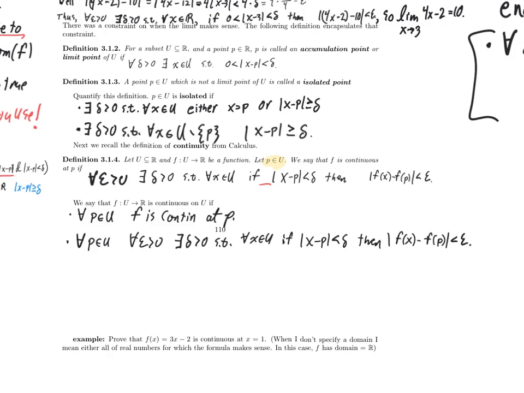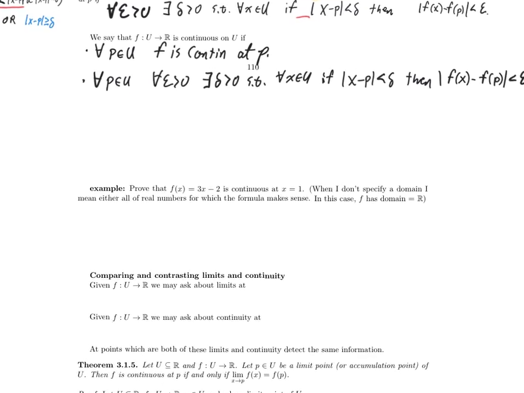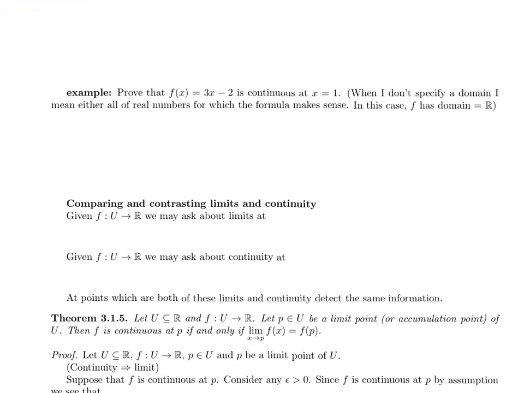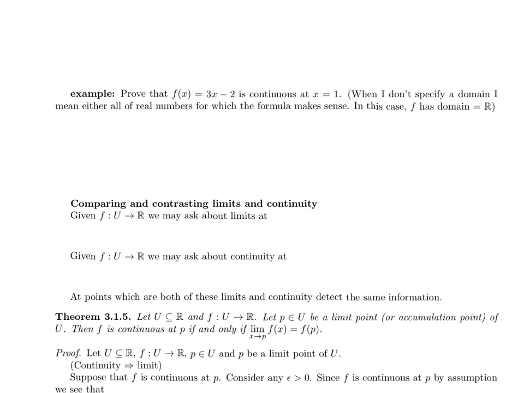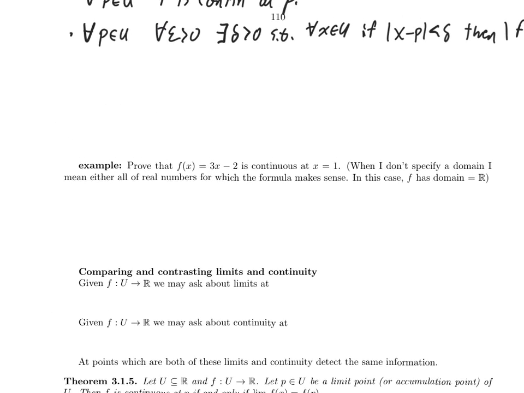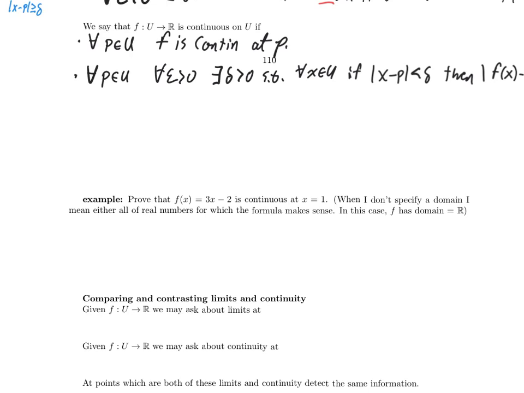So let's use this definition and let's just check something. So here's a function, f of x is equal to 3x minus 2. I claim this is continuous when x is equal to 1. So let's just go ahead and check that. So that means I need to prove something is true for every p in the domain. Again, this function is defined everywhere, so its domain is R.